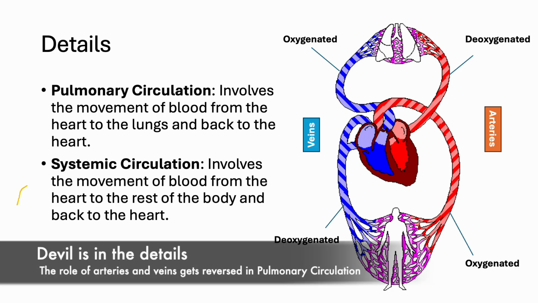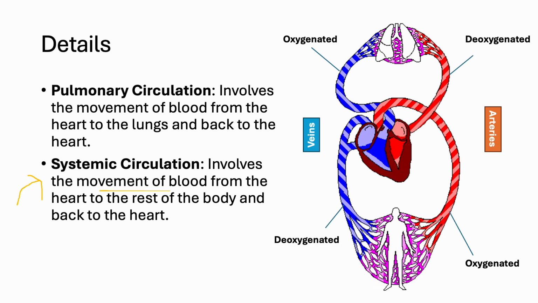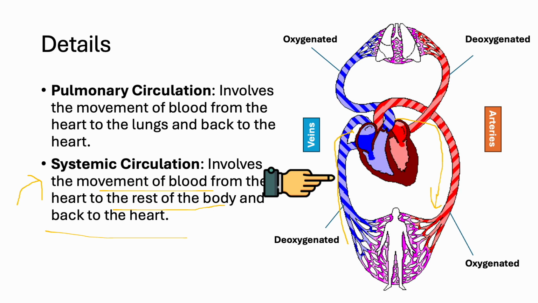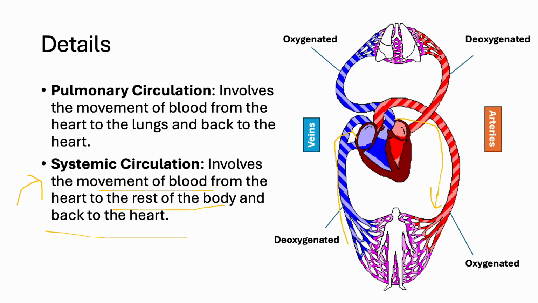The circulation we discussed in the past slides was systemic circulation, involving the movement of blood from the heart to the rest of the body and back to the heart. We can see here that the oxygenated blood travels to the different cells and tissues of the body, and then it gets deoxygenated because the oxygen has been absorbed, and it comes via the veins back to the heart. And the cycle of oxygenation and deoxygenation keeps on repeating.